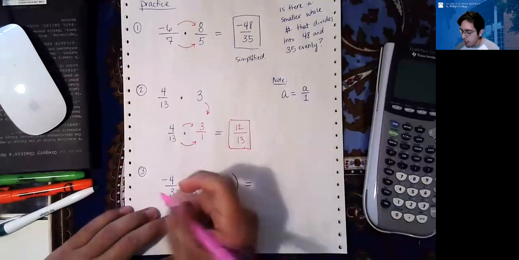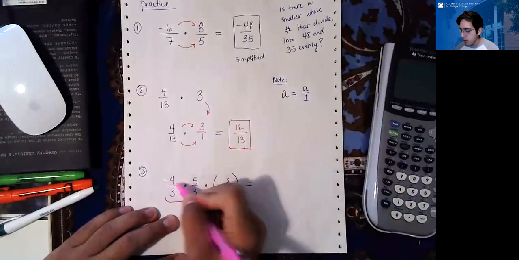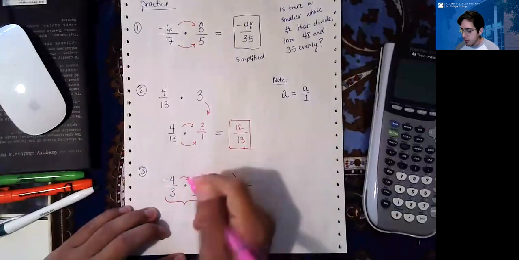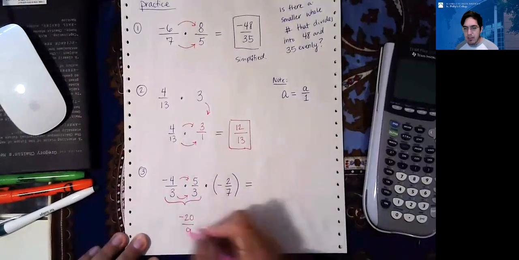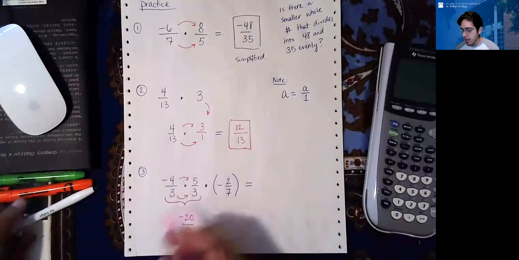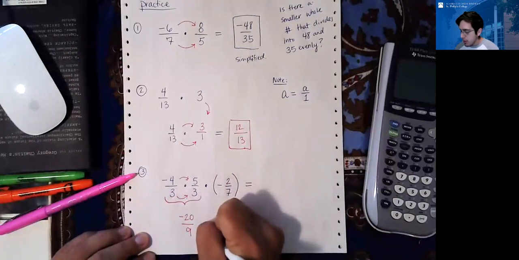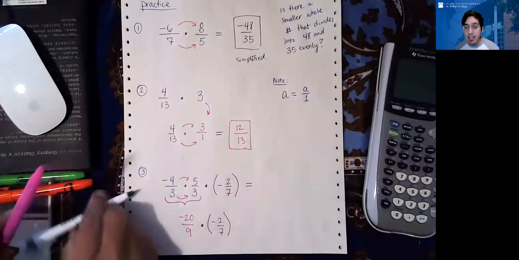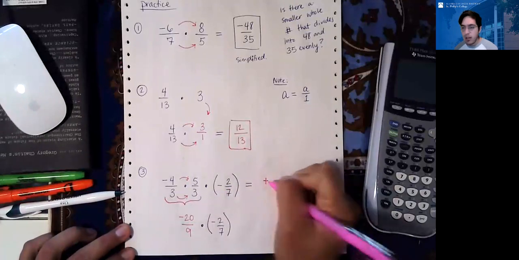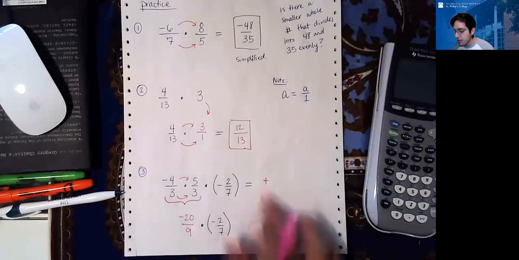If you wanted to, you could just multiply the first 2 fractions first. Negative 4 times 5 should be negative 20. 3 times 3 is 9. So we'd have negative 20 over 9. Then we can just bring down the remaining fraction that we have to multiply. So multiply that by negative 2 over 7. And absolutely right, a negative times a negative is positive. So we should be getting a positive here. And I'm just putting the plus to make it clear that that rule is in effect. Negative times a negative gives us a positive.